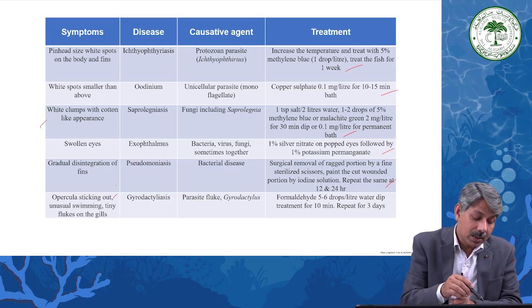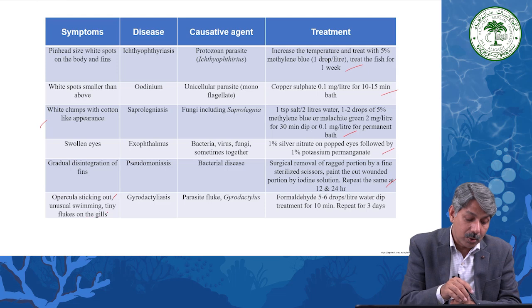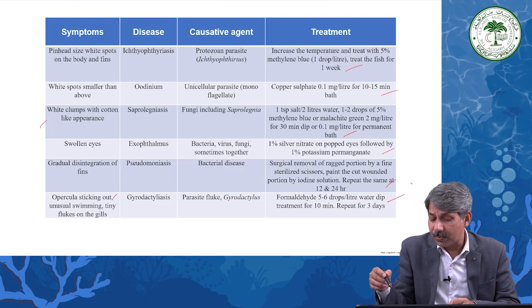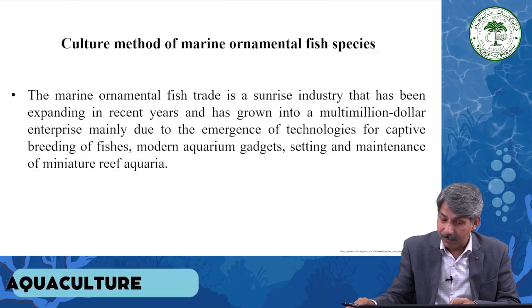Opercula sticking out, unusual swimming, and tiny flukes on the gills may be because of a parasite, Gyrodactylus. Formaldehyde treatment of 5 to 6 drops per liter can be given.